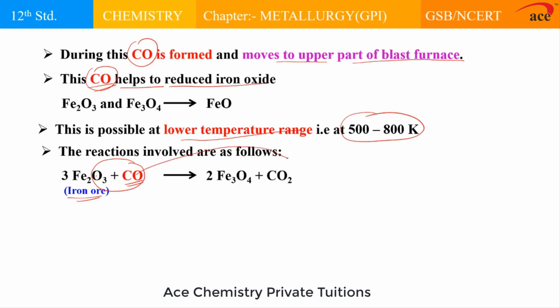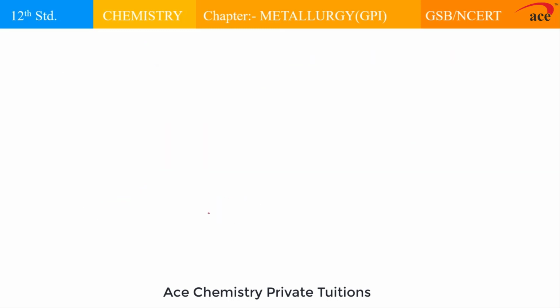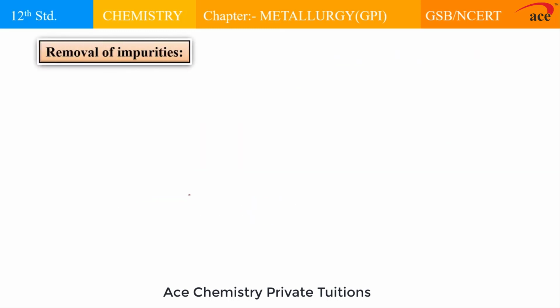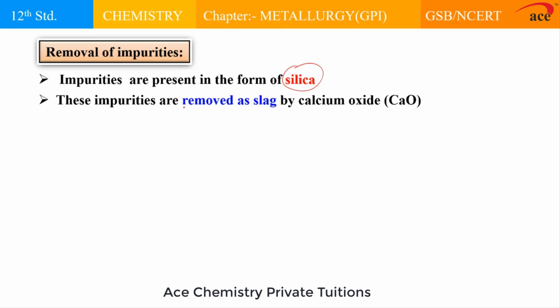Carbon monoxide gets converted to carbon dioxide at lower temperature. This carbon monoxide reduces Fe3O4 to FeO. Now let's see how the impurities are removed. The major impurity present is silica. These impurities are removed as slag by adding calcium oxide.